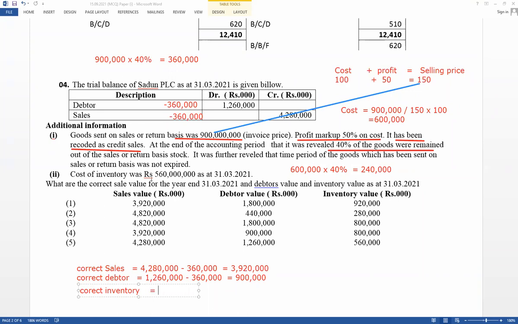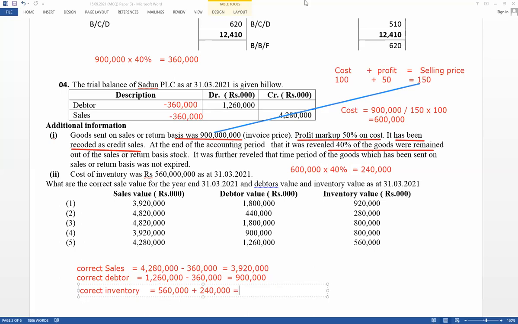It has given additionally, second one, inventory available at the store. Cost of inventory 560,000 as at 31st March 21. Those are the inventory calculated based on physical counts. Then that value plus 240,000 in goods sent on sales or return basis.